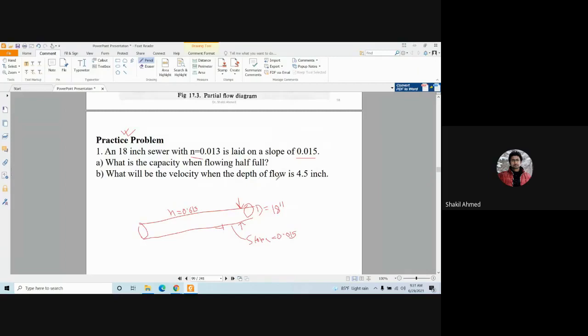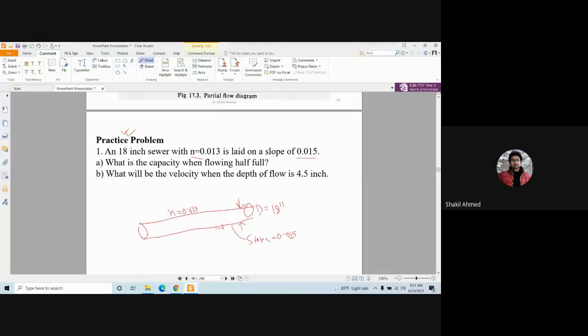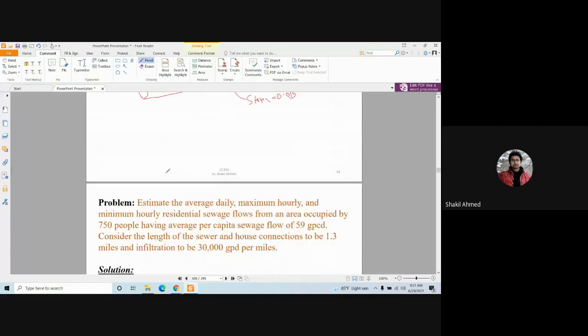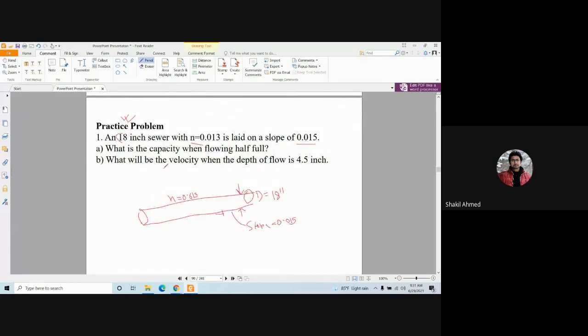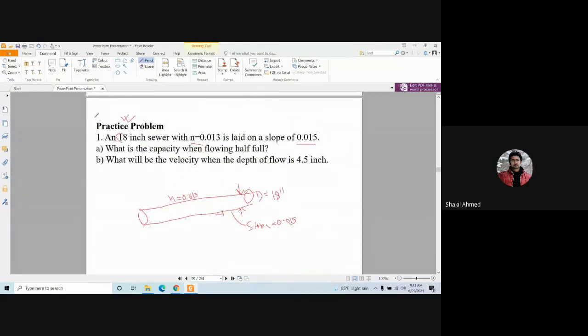What will be the velocity when the depth of flow is 4.5 inch? Again, you calculate d by D. d is 4.5. Capital D is what? 18. Clear? Clear? Yes, sir. Okay. So this problem can come in many forms.